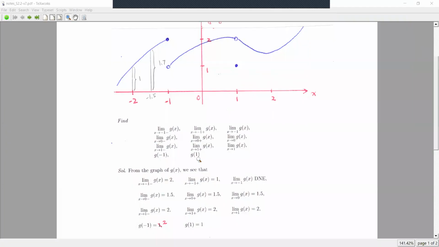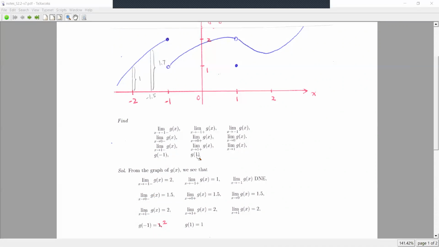The final two questions. What is the function value at -1? What is the function value at 1? At -1, the graph has a solid point here. Solid point is part of the graph. So at -1, function value is the height of this solid point. It is 2. So function value at -1 is 2.